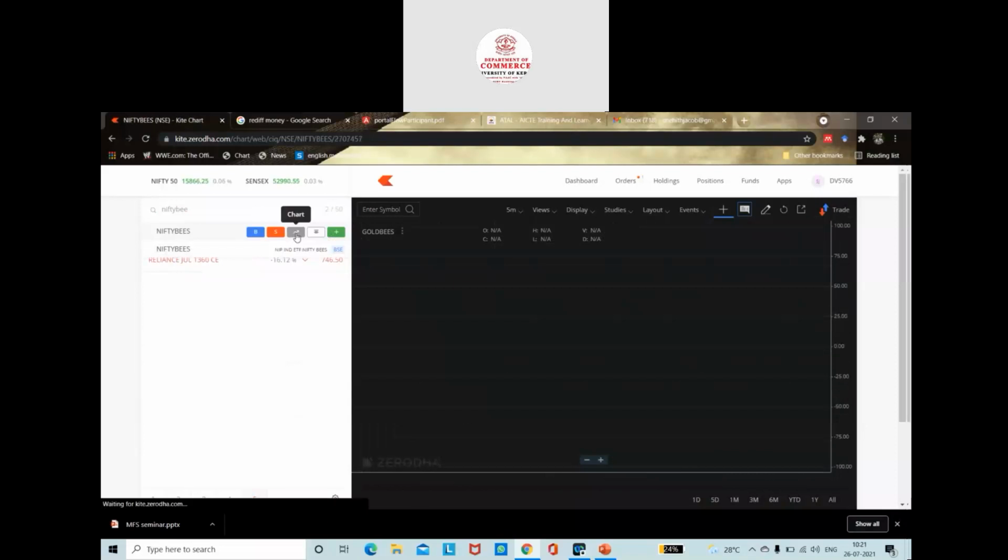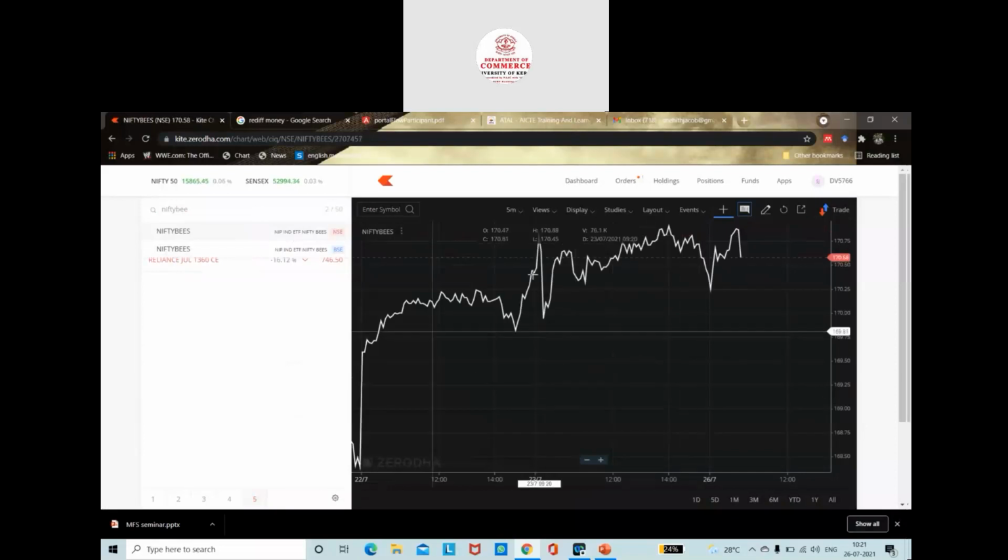So this is how an ETF works. It is very similar to a stock and has minute to minute variations in price. Nifty Bees is now quoted at 170. I found that Nifty Bees is usually quoted at about one-tenth of the value of the Nifty 50, somewhere around one-tenth. Nifty ETFs, especially Nifty Bees, are rather easier than mutual funds. It is a very easy investment for beginners.